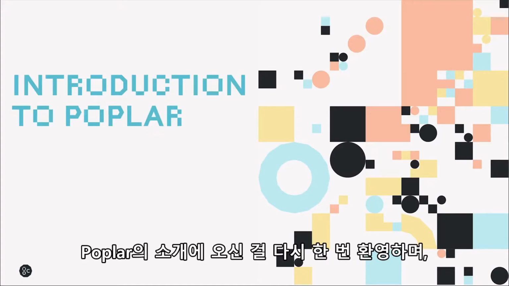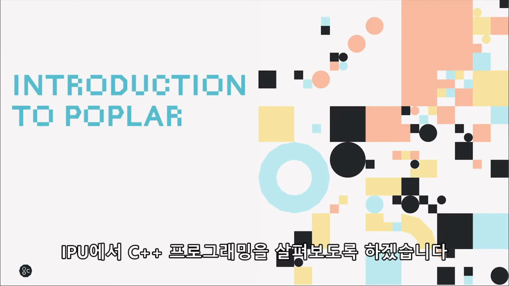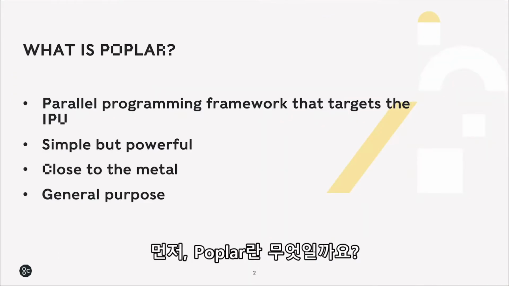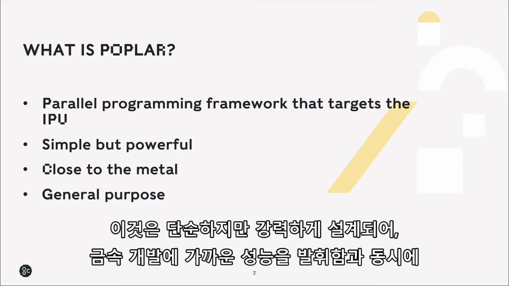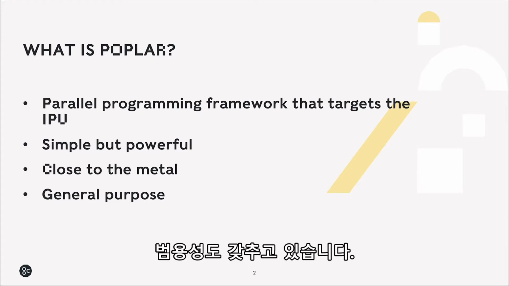Okay, welcome once more to this introduction to Poplar, and we're going to have a look at C++ programming on the IPU. So first of all, what is Poplar? Poplar is Graphcore's parallel programming framework which targets the IPU. It's designed to be simple but powerful, allowing close to the metal development for maximum performance whilst also being general purpose.